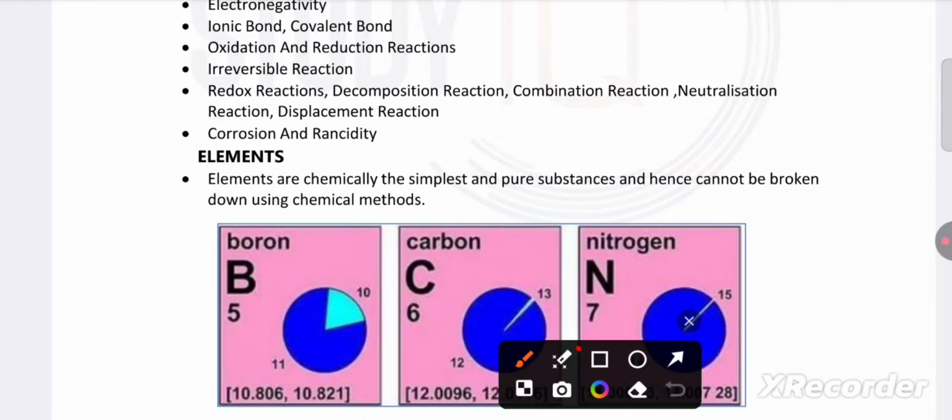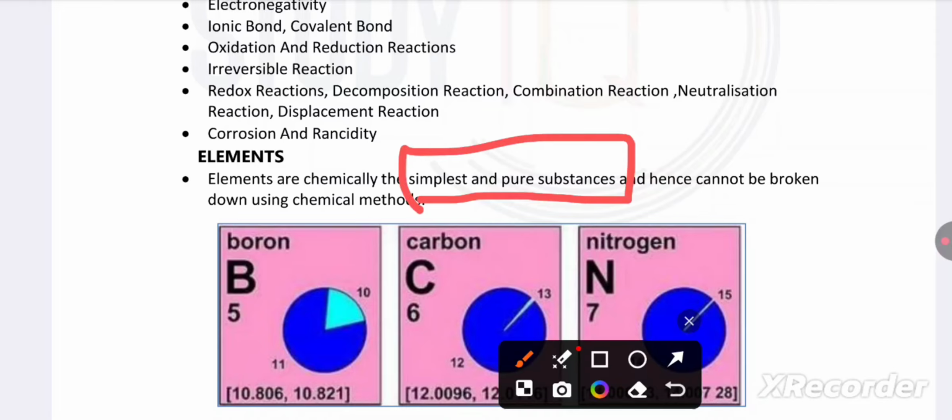First, element. An element is nothing but the simplest and purest substance. We cannot break it down further. This is the very simplest substance. We cannot break it down.